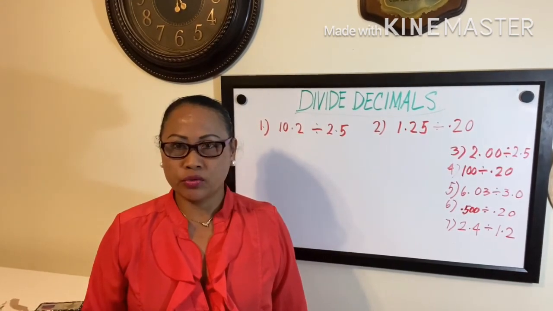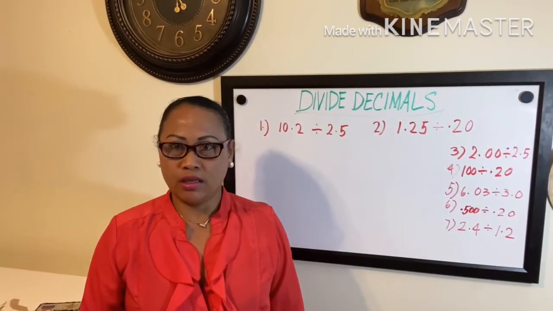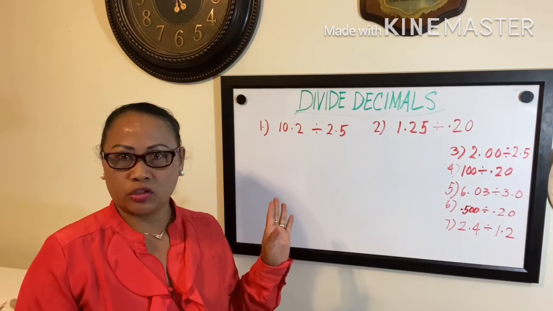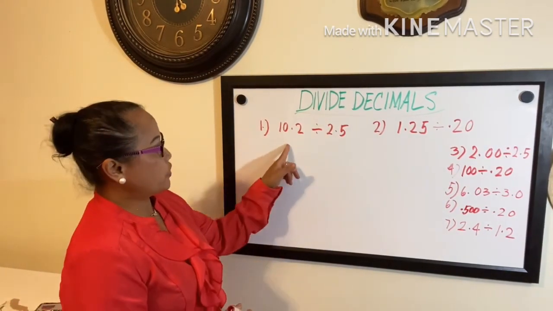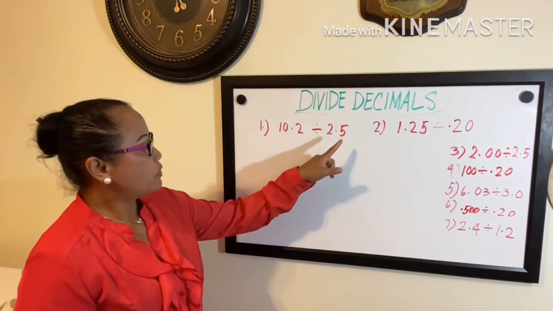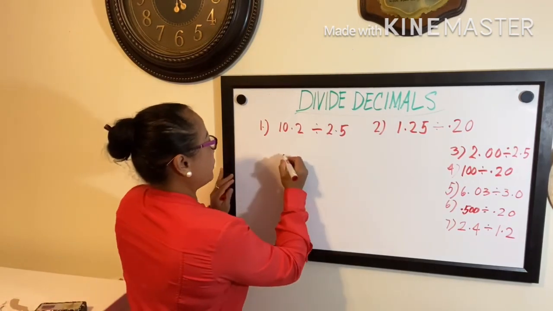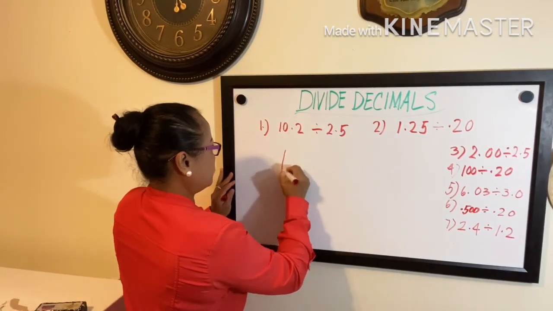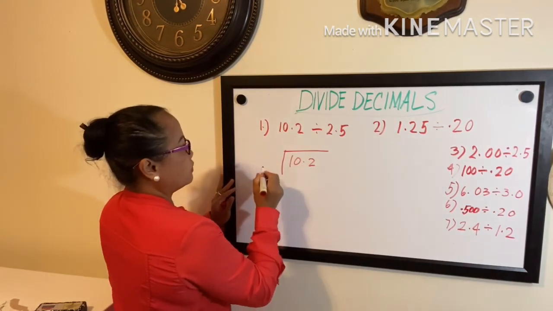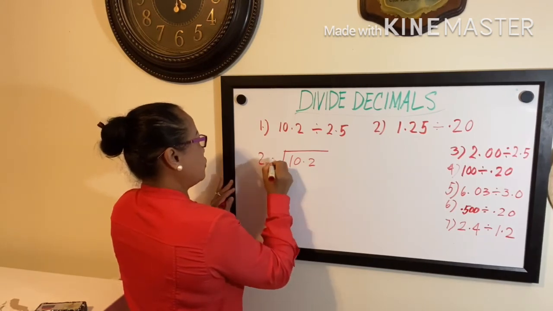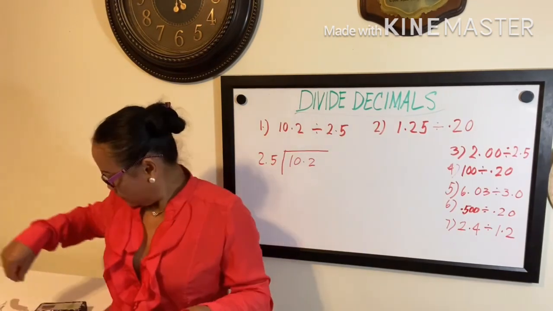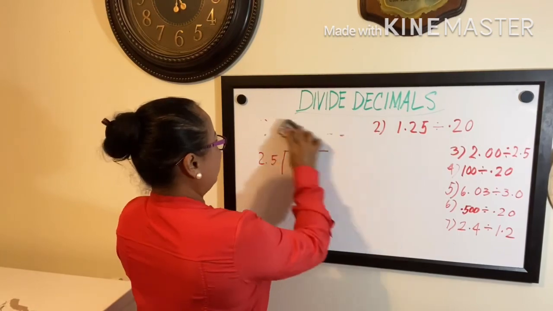This time I'm going to discuss how to divide decimals. Okay, so I have an example here on the board. So we will solve this problem. Okay, we'll solve this first. 10.2 divided by 2.5. Okay, so we'll rewrite this one. .5. Okay, so we'll write this and we will erase on top our example number 1.